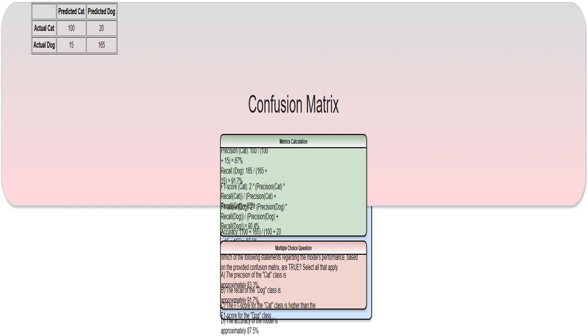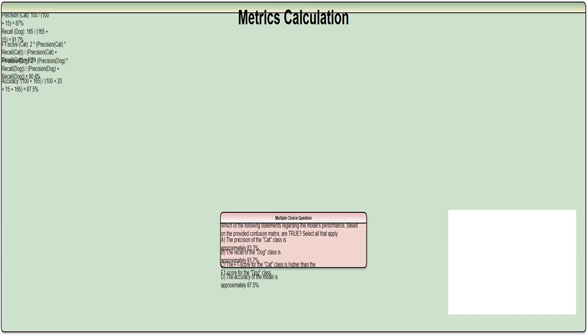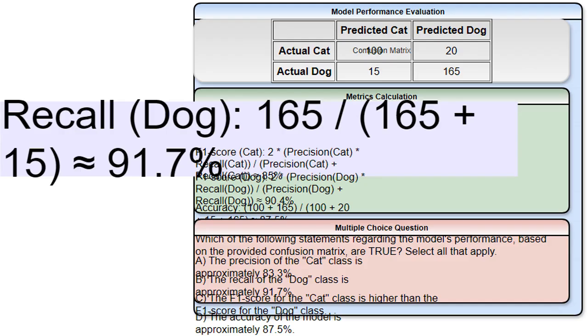I'm looking at a confusion matrix, which is a table showing how many times the model correctly and incorrectly classified each category, cats and dogs in this case. The rows represent the actual categories, and the columns represent what the model predicted. To calculate precision for cat, I take the number of cats correctly identified, 100, and divide it by the total number of things the model predicted as cats, 100 correct plus 15 incorrect. This gives me the proportion of correctly predicted cats among all predicted cats. It's approximately 87%.